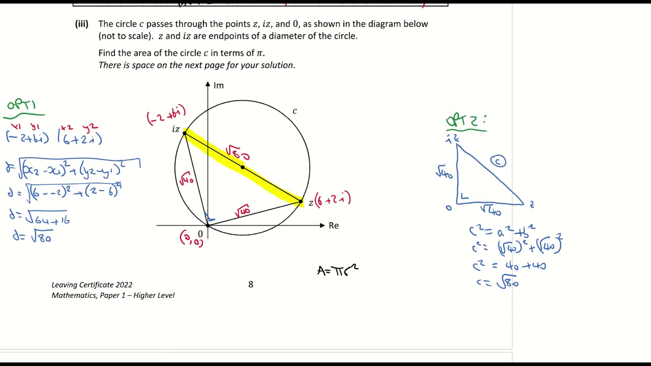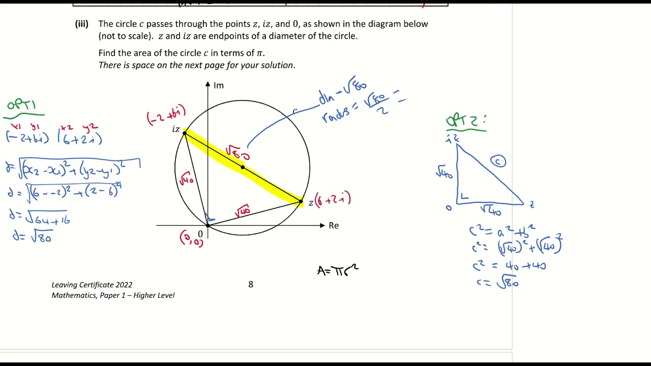Let's come back now and find the area of the circle. So just to be clear here, the diameter is equal to the square root of 80. So the radius is equal to the square root of 80 divided by 2.